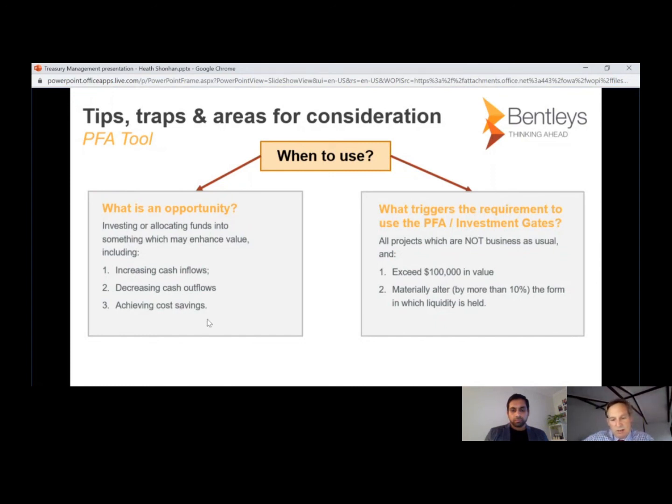not business as usual. And so you may want to put some thresholds around, okay, well, rather than do this for everything, should we set a hurdle rate of $100,000 or 200 or whatever your organizational size is? Or is it a percentage threshold whereby anything that materially alters the form in which liquidity is held would be removed?